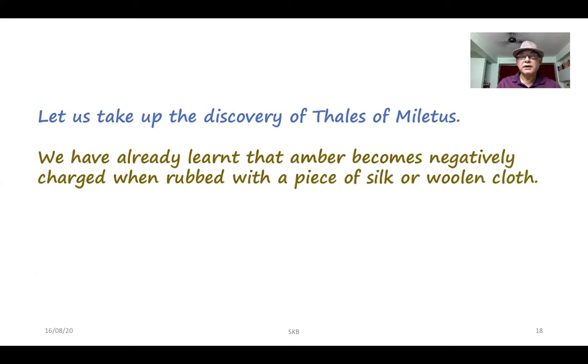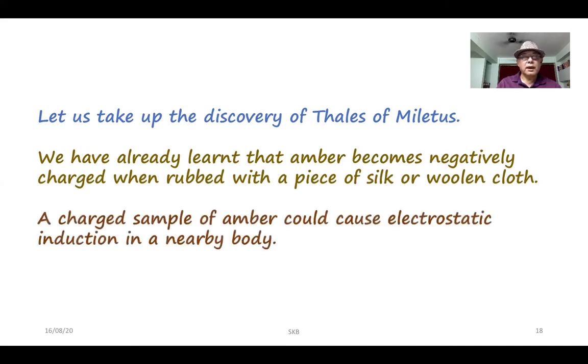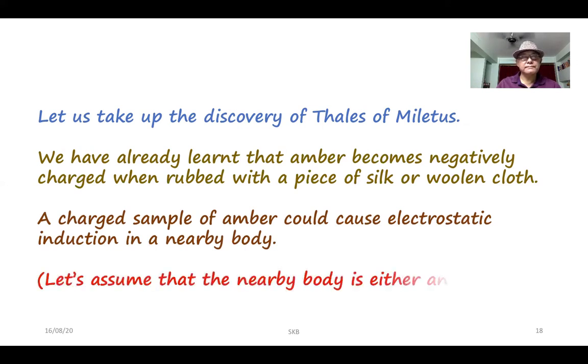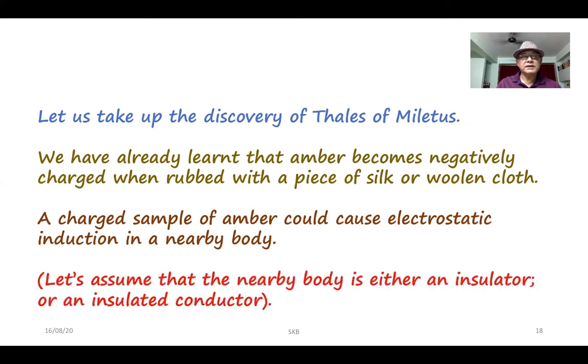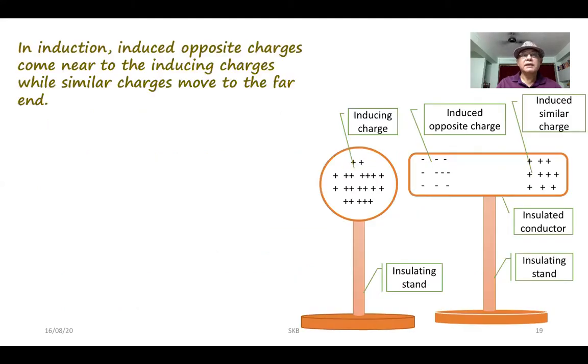We have already learned that the amber becomes negatively charged when rubbed with a piece of silk or woolen cloth. A charged sample of amber could cause electrostatic induction in a nearby body. Let us assume that the nearby body is either an insulator or an insulated conductor. In induction, induced opposite charges come near to the inducing charges, while similar charges move to the far end.